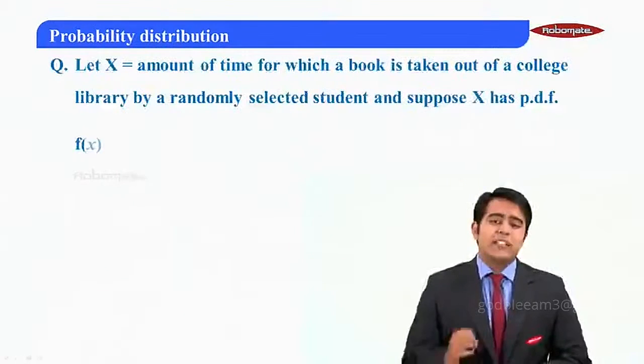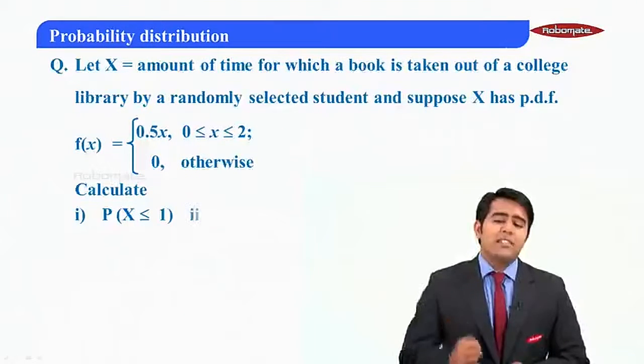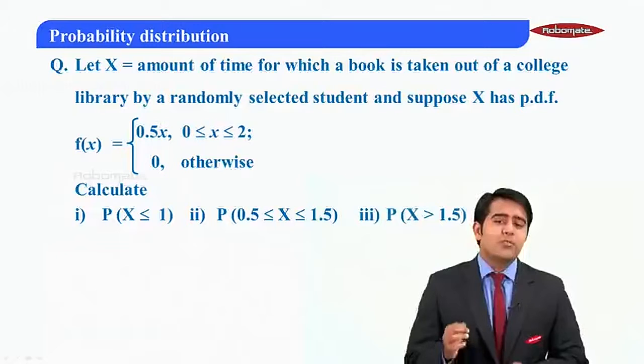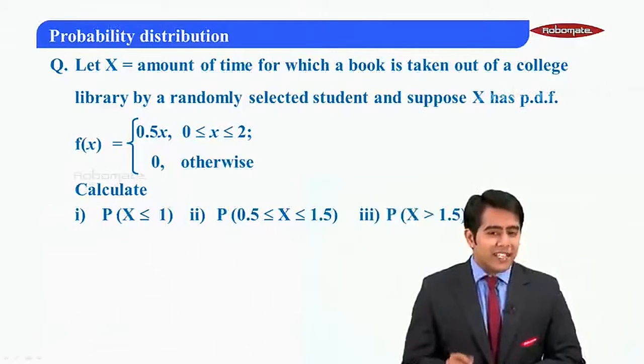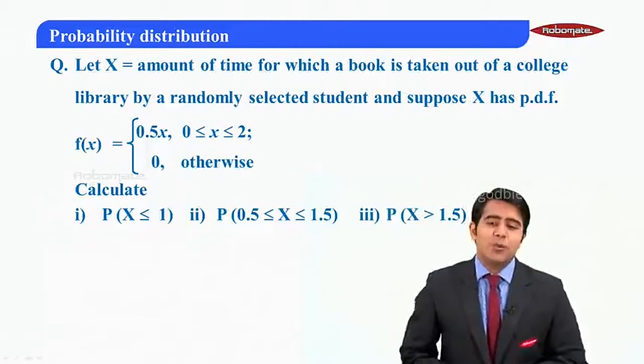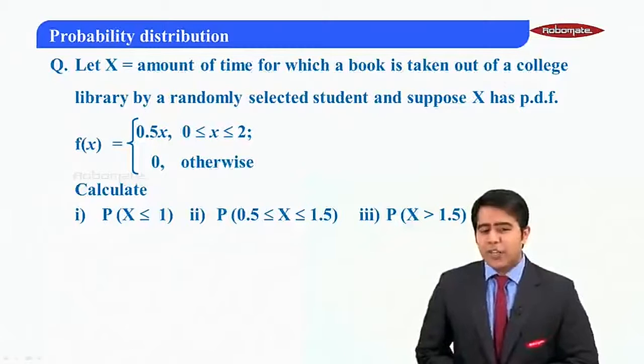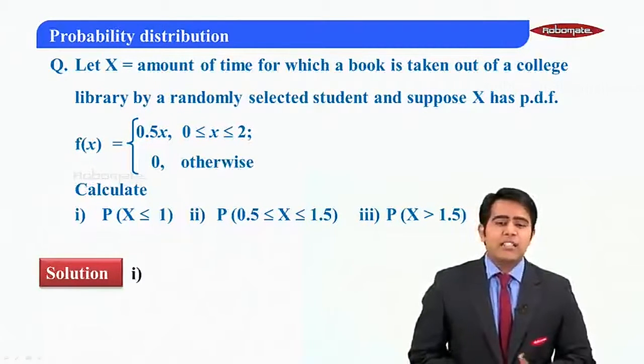Moving further, the next question is as follows. X is the amount of time for which a book is taken out of a college. f of x is given to us as 0.5x, where x is greater than or equal to 0 and less than or equal to 2. We have to calculate the following values. The solution goes like this.